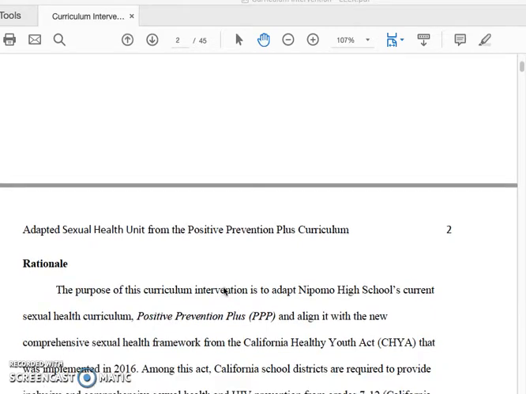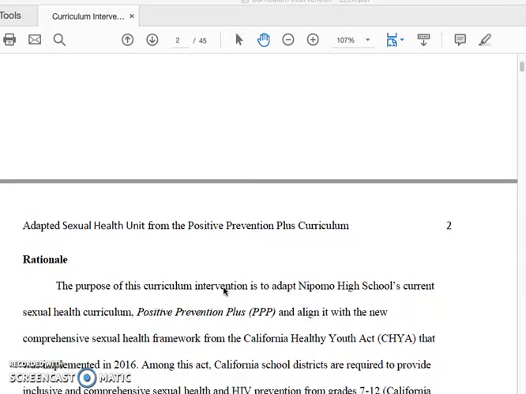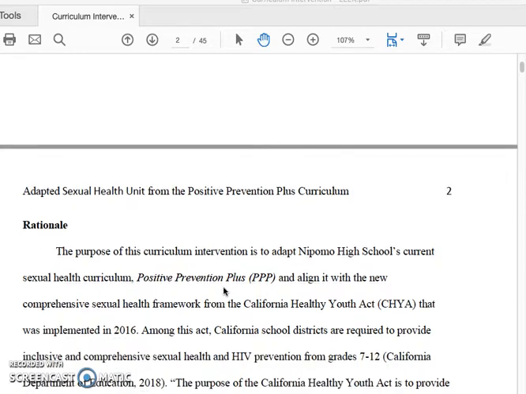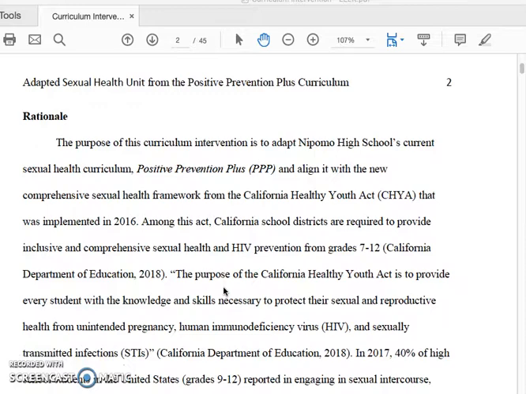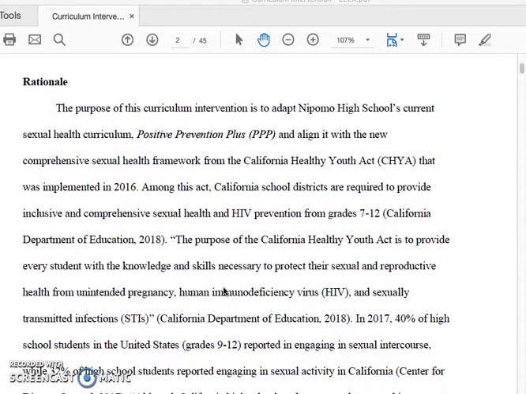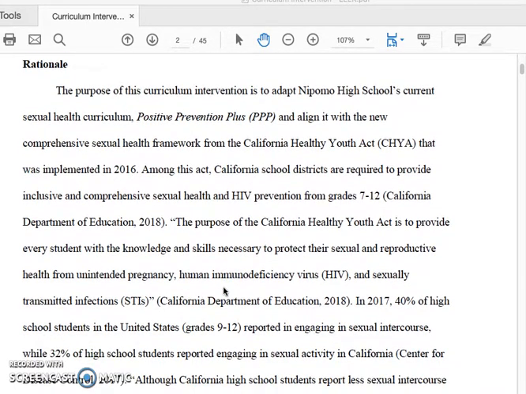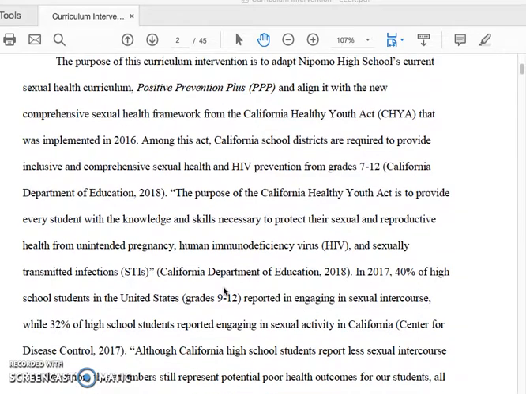So the purpose of this curriculum is to basically readapt it and realign our instructional calendar to make sure that we are following guidelines and implementing all the necessary requirements. So, for the rationale, it just kind of talks about the exact same thing. It talks about how we don't implement every single lesson.